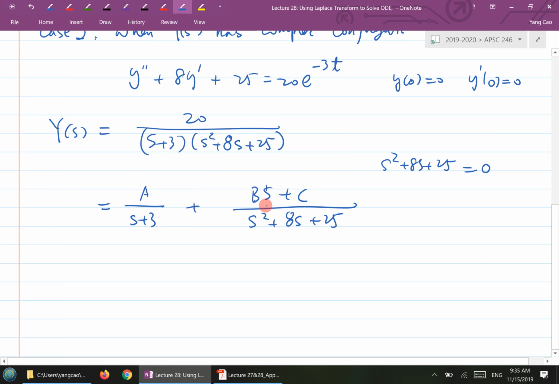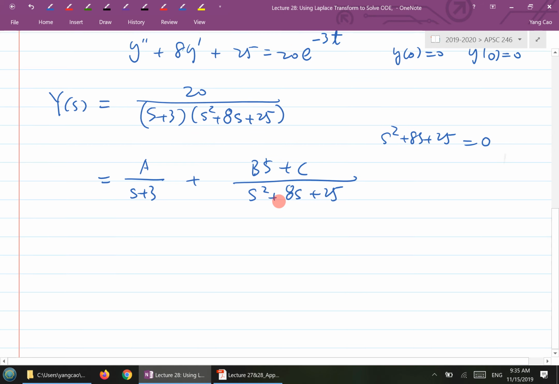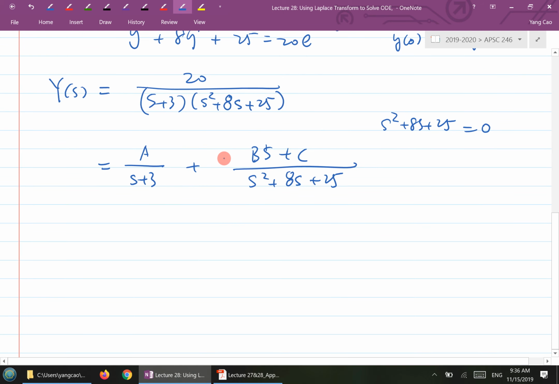The numerator here is not just a simple constant. It has to be one order lower, so Bs plus C. A, B, C are the constants that we need to find out. So how do I find A, B, C? We can use comparing coefficients.